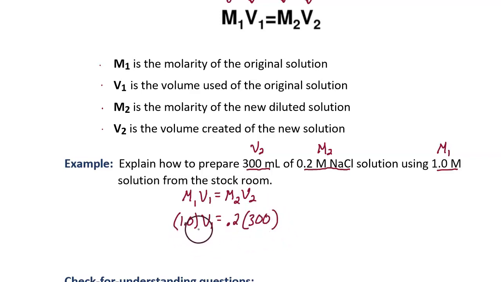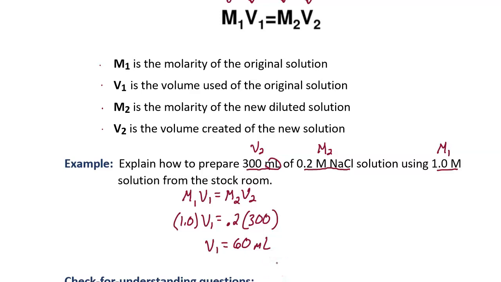Let's use our algebra skills to solve the equation for V1. Notice you're going to divide both sides by 1.0. When you divide by 1.0, it's not actually changing the value of anything. So let's go 0.2 times 300. The result is 60. We were finding a volume, and the other volume was in milliliters, so it makes sense that this is in milliliters.